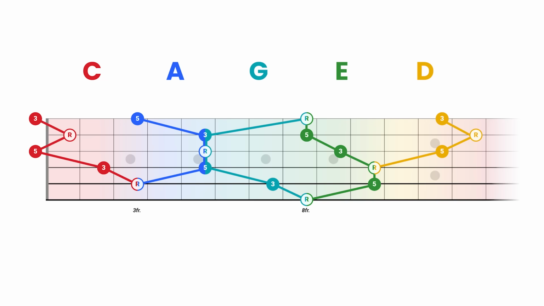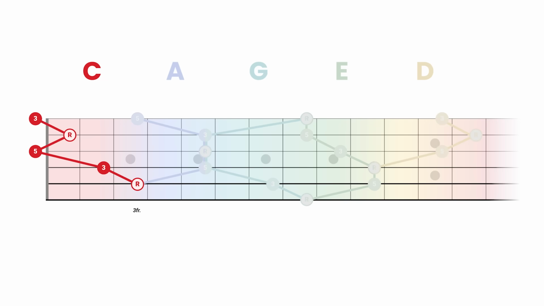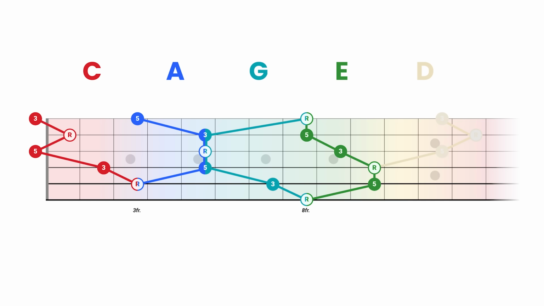So, for example, I'm in the key of C. I play my C shape to get a C chord. I then play my A shape to get another C chord. I then play my G shape to get another C chord. I then play my E shape to get another C chord. And then, of course, finally, I play my D shape to get a final C chord. And we can do this in any key.